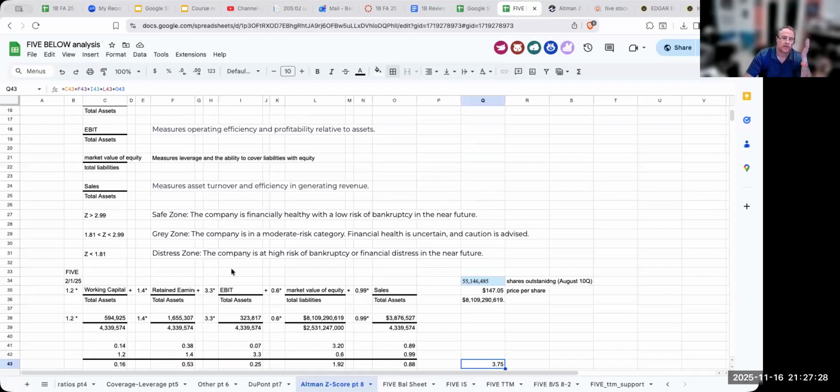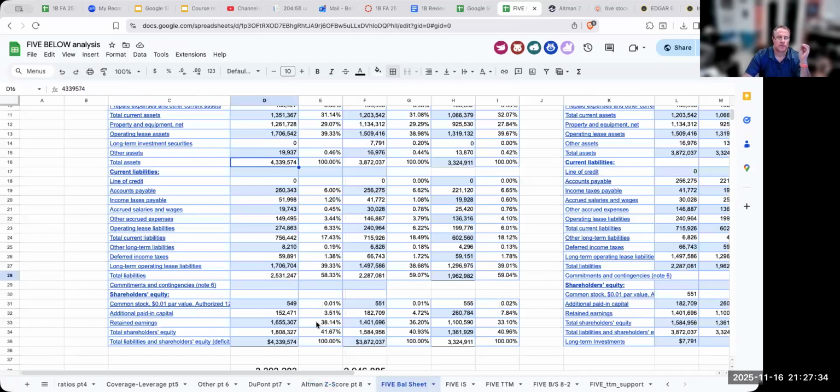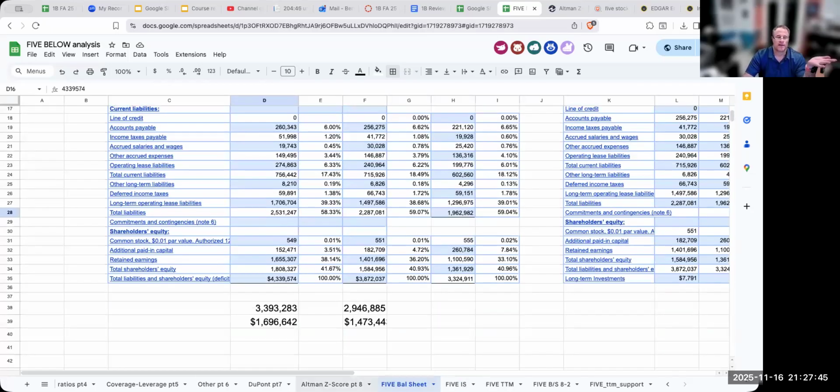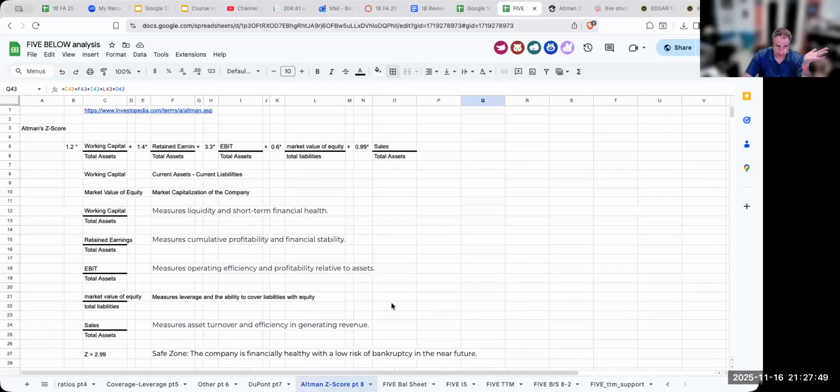Part of the reason this might be a safe zone company is that when I look at the balance sheet, there's really no debt. A lot of it is just operating lease liabilities. So that's really what that is. That is how we compute the Altman Z-score. This is how we did it for 5 Below.